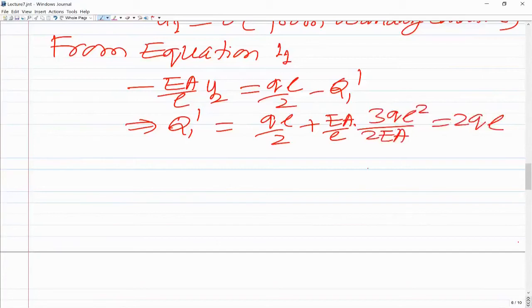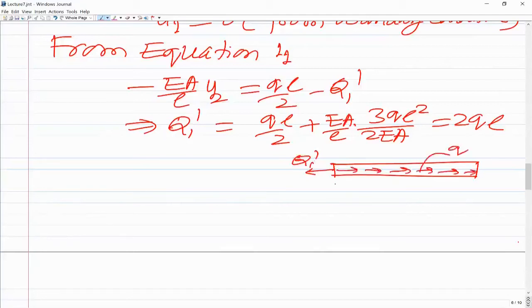Now if you look at the rod as a whole, on this side the reaction force is q11, and the distributed force is q, and the total length we have taken as 2 into small l. If you write the sum of forces along the x direction equal to 0, you will get q11 equal to 2ql. That is what is coming from the finite element solution, that we are getting the reaction at the left end as 2ql.